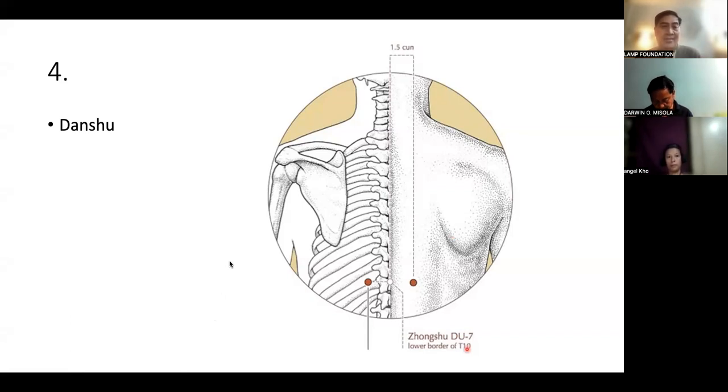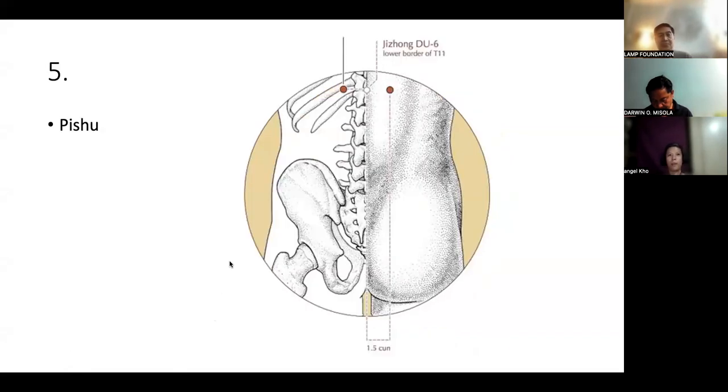Okay, so next, Ma'am Angel, would you like to continue? Okay, Doc. So number 5 is Back-Shu, bladder 20, Back-Shu of the spleen. Okay. So anong thoracic vertebra po ito? So thoracic 11 po, Doc. Yeah, T11. Okay, bladder 20.